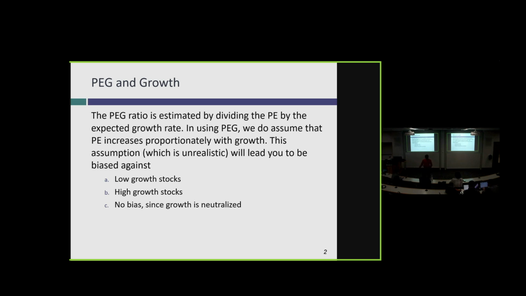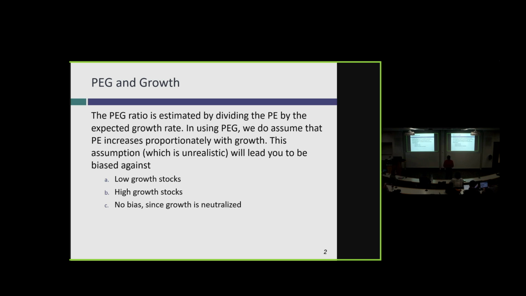At the start of the class, we talked about PEG ratios. You divide the PE ratio by the growth rate. We talked about the assumption in PEG ratios that as growth increases, PE increases proportionately. Growth doubles, PE doubles. Growth triples, PE triples. And we said that's not true, because when you look at actual value, PE increases less than proportionately.